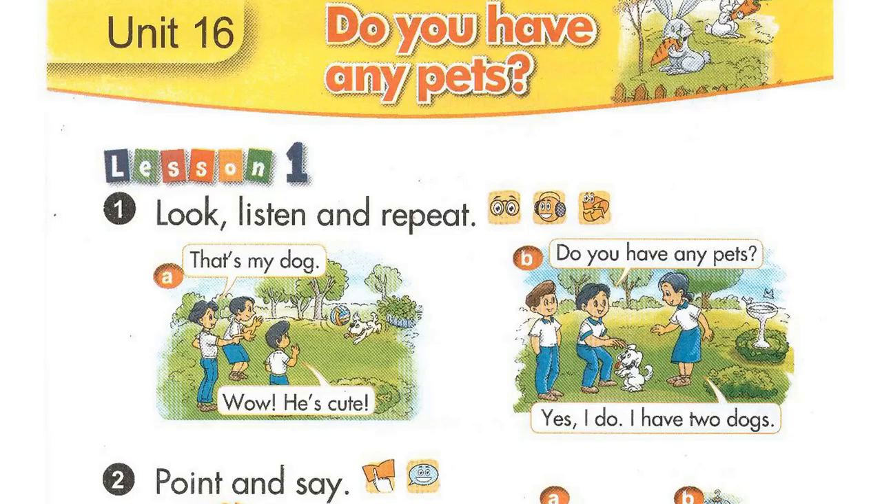Page 40. Unit 16. Do you have any pets? Lesson 1. Activity 1. Look, listen and repeat. A. That's my dog. Wow, he's cute. B. Do you have any pets? Yes, I do. I have two dogs.